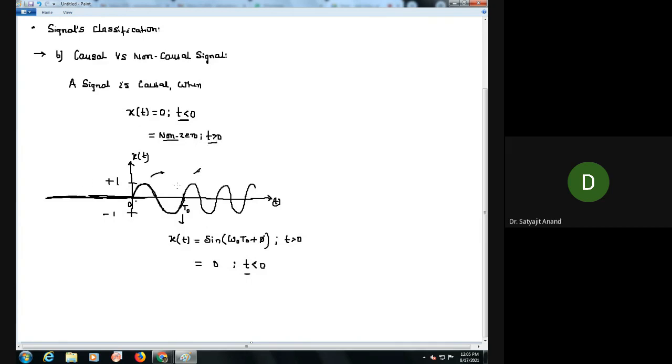This waveform is basically your causal signal. This mathematical equation, while seeing this, we can say this is my causal signal. So this is a statement of causal signal, whether it is continuous or discrete. This is for continuous, and for discrete, what can you write? For discrete, simply you will write x(n) equal to 0 when n is less than 0, and this is finite, or we can say non-zero, when n is greater than or equal to 0.